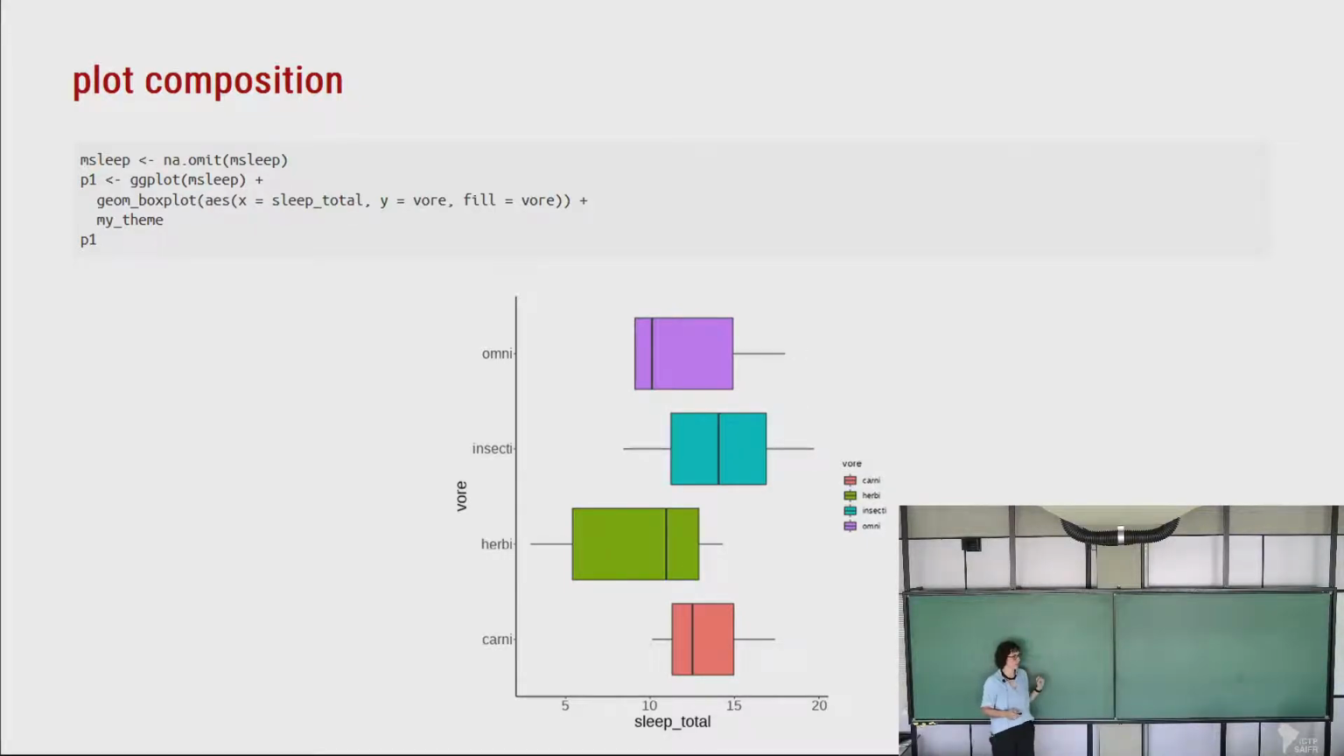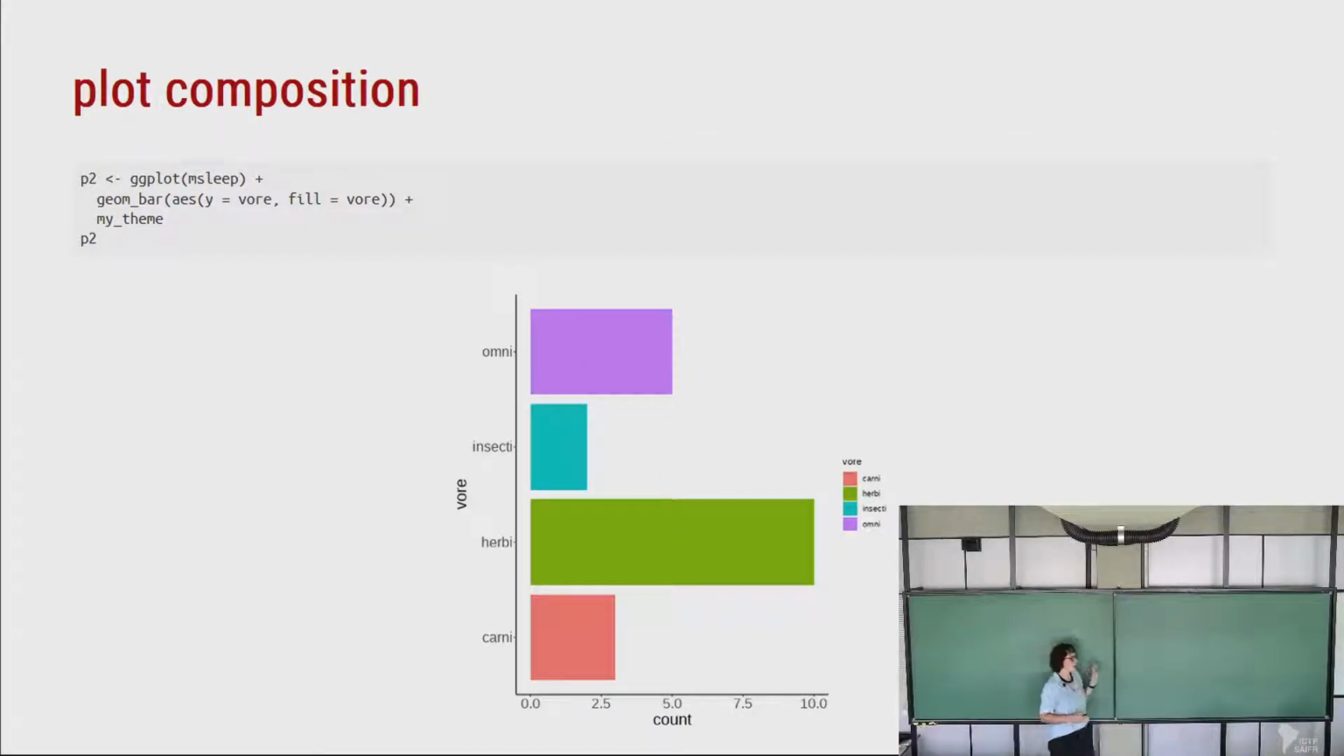So this is my first graphic. I have a second graphic that I want to show. This is my bar plot. It is how many animals we have within each category. I'm doing a geom bar, so I'm using ggplot.